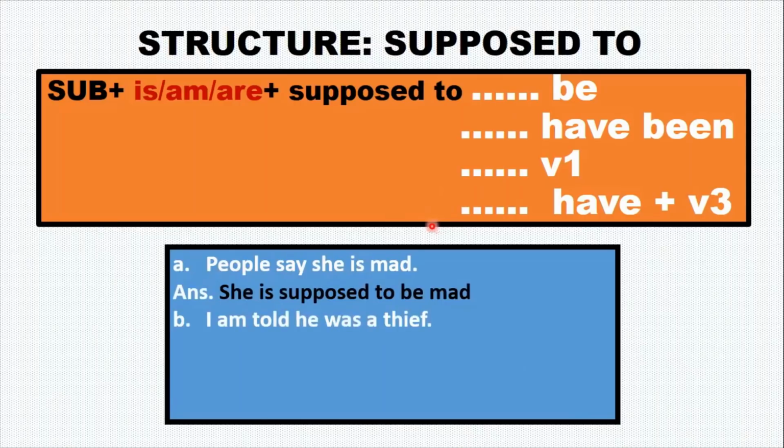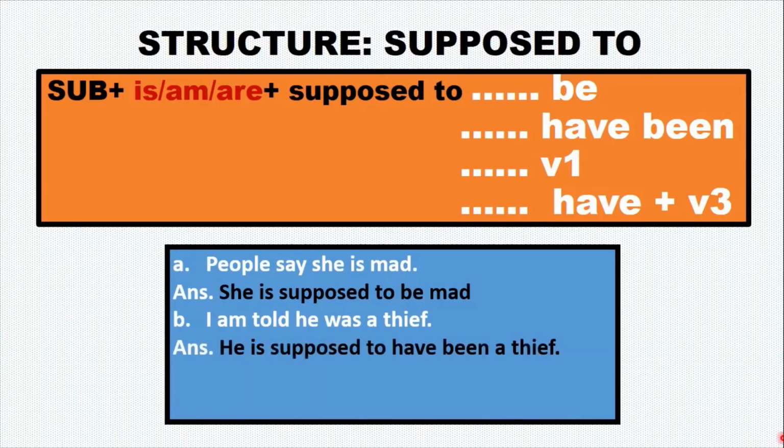I'm told he was the thief. Remove the expression I'm told, and was, as you have here the structure, as we have already seen in transformation, into have been. I'm told he was a thief. He is supposed to have been a thief.